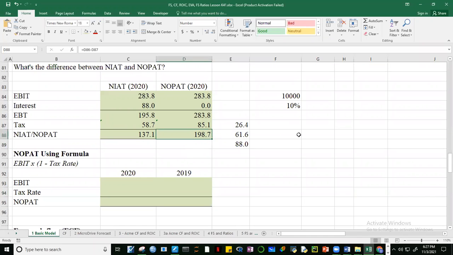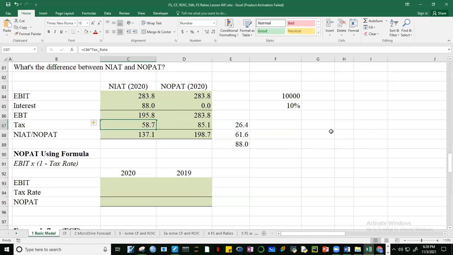Now, back to my question: why is the difference not 88? Because the use of interest provides leverage. It provides a tax savings. How much is the tax savings? 26.4, this one. Notice here the tax is 85.1, here the tax is 58.7. So the use of debt, as I mentioned before, is a lever. When you say lever, it lifts up. It lifts up operating performance based on the reduction in tax. Is that clear so far?